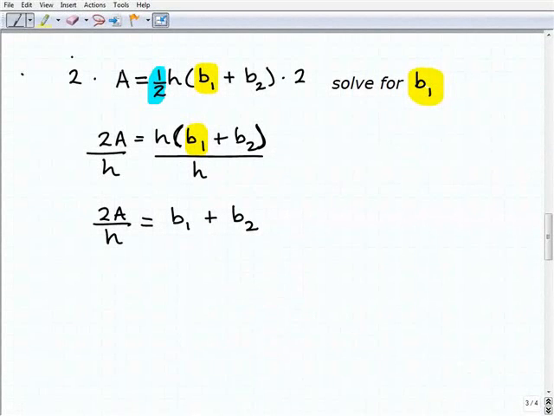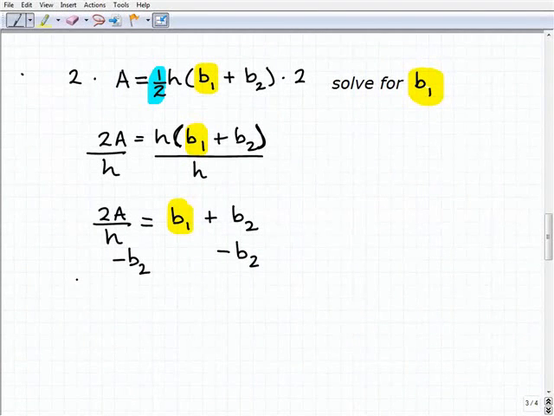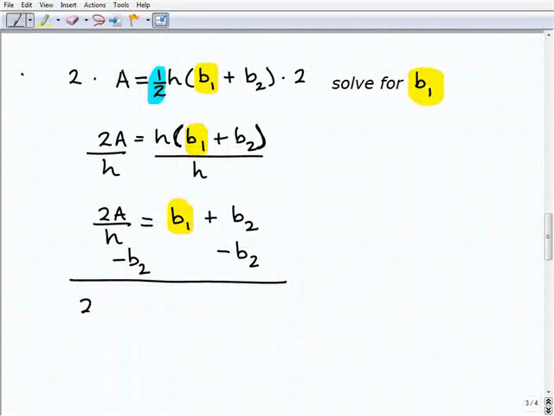Now, keeping my eye on the b1, because that's what I want to solve for, I can simply subtract b2 from both sides of the equation, and what I would get is 2a over h minus b2 equals b1. All right, so this is one approach you could take. This is a correct answer.